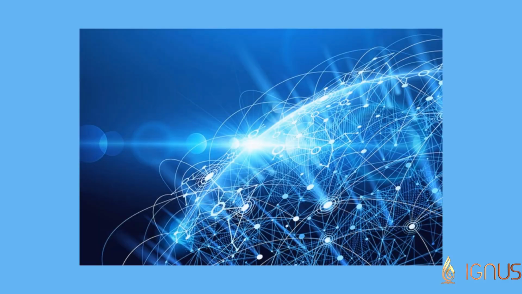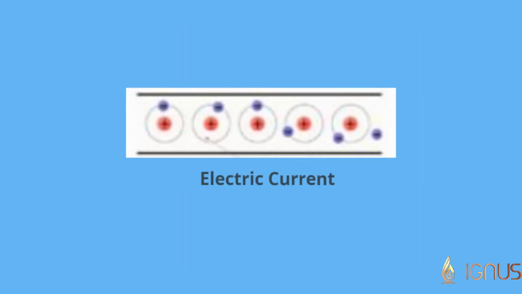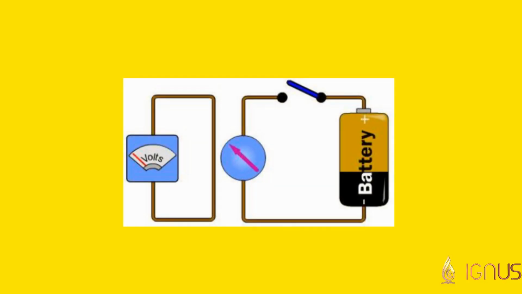Our world revolves around electricity. We cannot imagine a world without electric current. Electric current is a flow of electrons. Electrons travel in an electric conductor, which in most cases will be a wire.